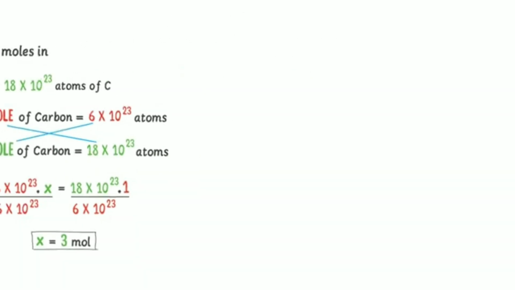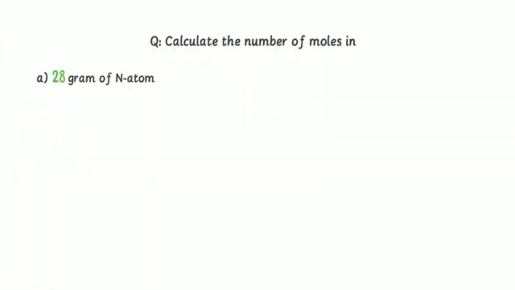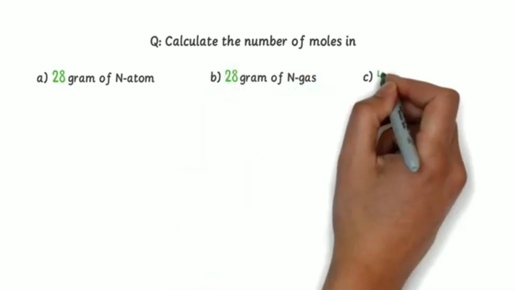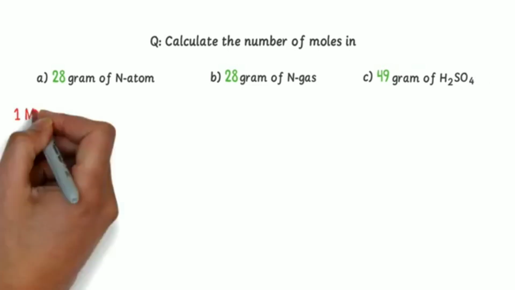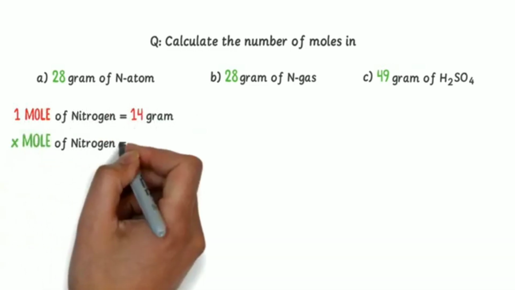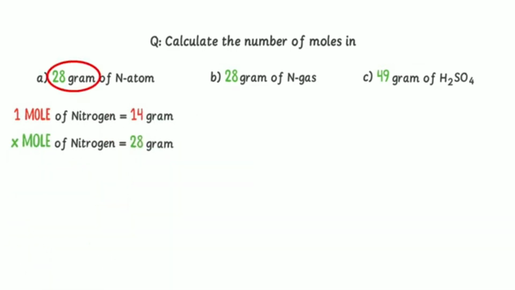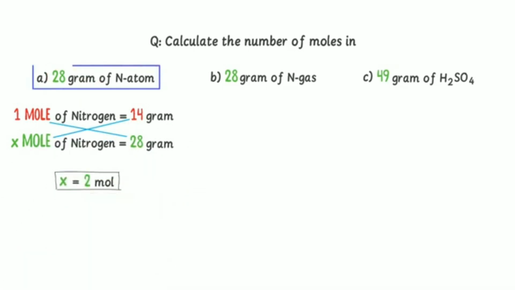Now let me take you to the medium level. Calculate the number of moles in 28 gram of nitrogen atom and 28 gram of nitrogen gas and in 49 gram of H2SO4. Now in case of nitrogen atom, we know that 1 mole of nitrogen atom is equal to 14 gram. So there are X moles present in 28 gram of nitrogen. After calculation, I get X is equal to 2 moles. So there are 2 moles present in 28 gram of nitrogen.